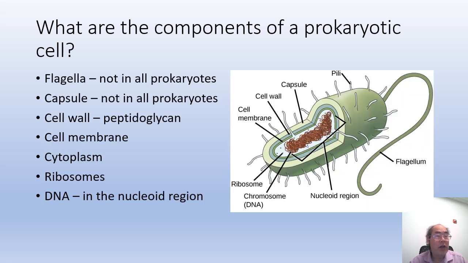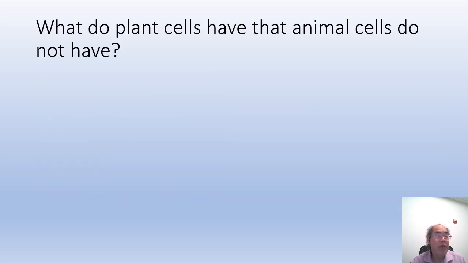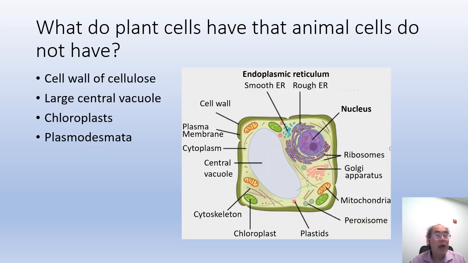The components are flagella, capsule, cell wall, cell membrane, cytoplasm, ribosomes, and DNA in the nucleoid region. What do plant cells have that animal cells do not have? Please answer. A cell wall of cellulose, a large central vacuole, chloroplasts, and plasmodesmata.